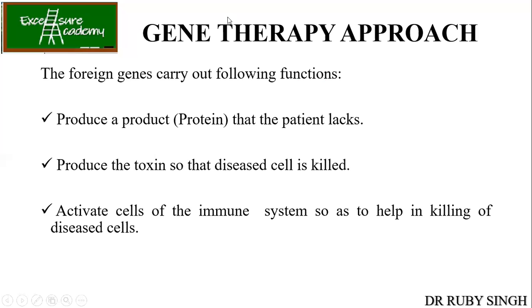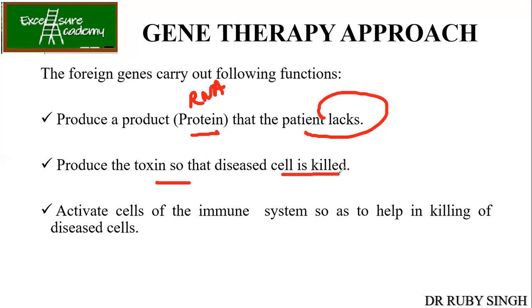So it can produce the product in the form of protein, or it can be RNA also, which a patient is lacking, or it can produce a toxin so that the disease cell is killed. So this is what we target for the cancer. Okay, the activate cells of the immune system so as to help in killing of the disease. So this is also for the cancer and the other neurological disorders.